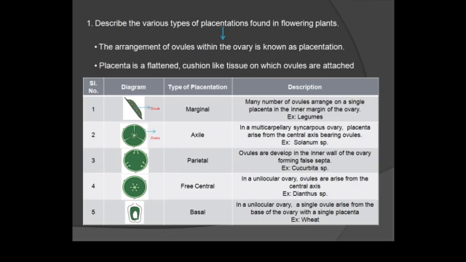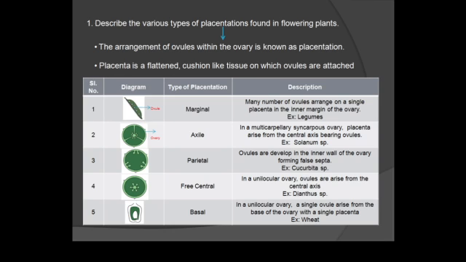The next type of placentation is free central. In a unilocular ovary, as the name itself suggests, uni means a single-locule ovary, ovules are arrayed on the central axis. Many ovules are arrayed on the central axis. It is unilocular, there is no compartmentalization, there are no separate locules here. This is considered free central, for example in Dianthus species.